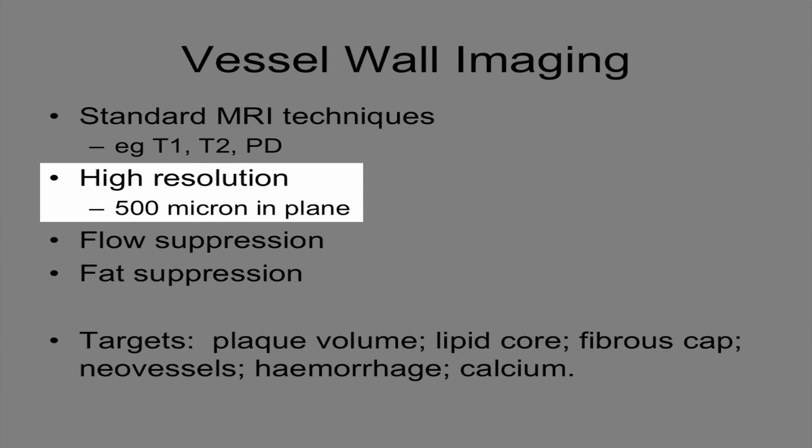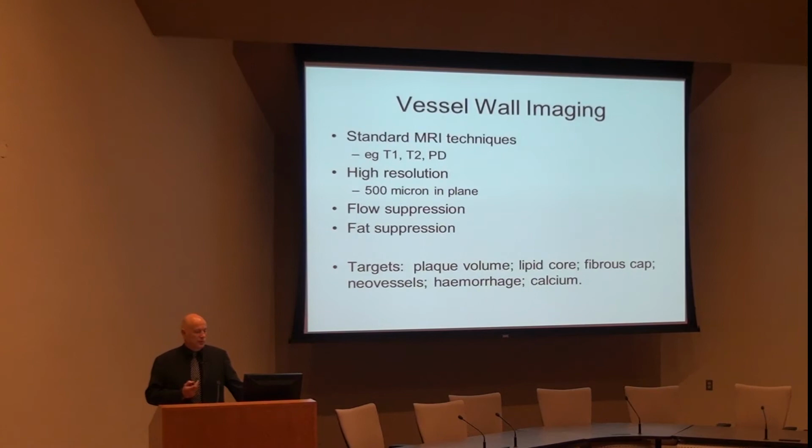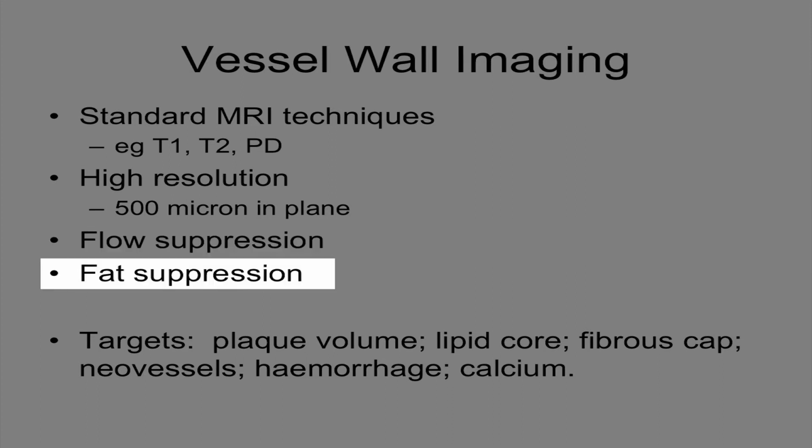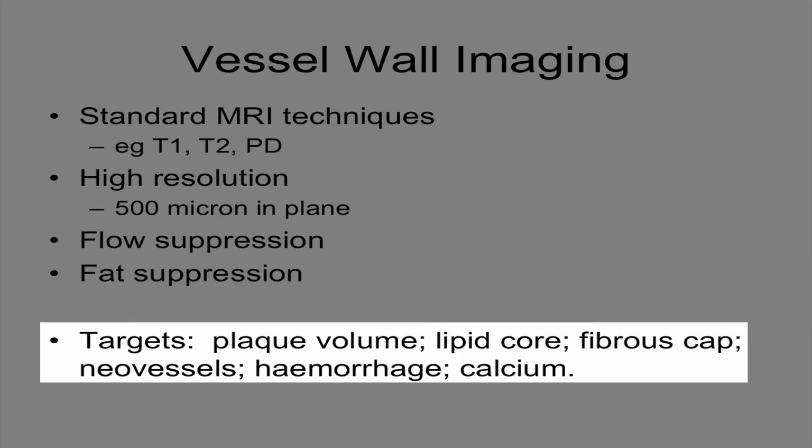To some people that's high resolution, to some people low, but from a clinical point of view, it's certainly pretty high resolution with regard to vessel wall disease. We tend to suppress the flow of the vessel itself. This just tends to give us better pictures. Fat in a lot of these images overrides the amount of signal, so we try and take that out as well.